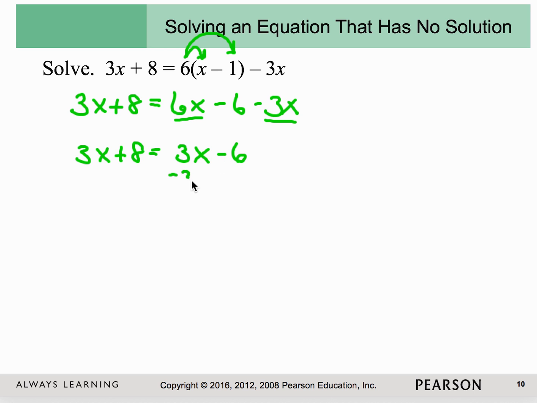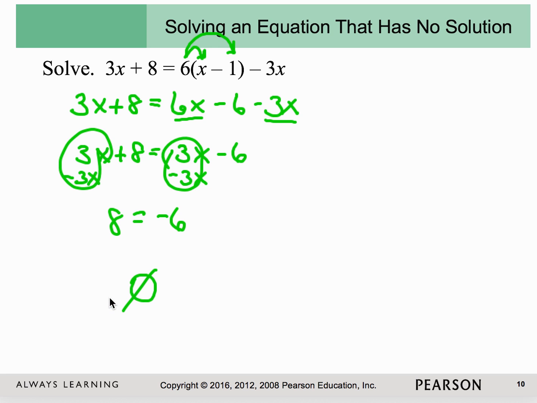Put all your variables on the same side. Okay, so 3x minus 3x is 0, plus 8 is 8. 3x minus 3x is 0, minus 6. Now, notice all our variables disappeared. That means I've got to decide. It's either infinite solutions or no solution. And because 8 does not equal -6, that's a no solution.